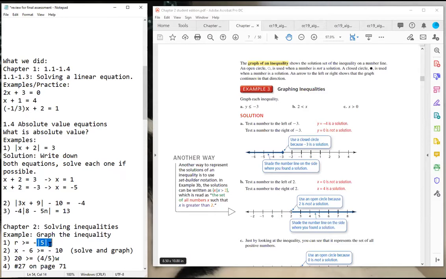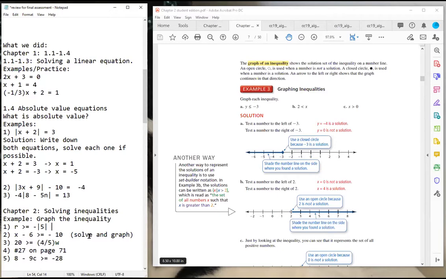This is kind of silly because you don't need the absolute values. The absolute value of 5 is equal to 5. So this is just another way of saying r is bigger than or equal to -5. The book just wrote it that way to kind of test our understanding of absolute values.